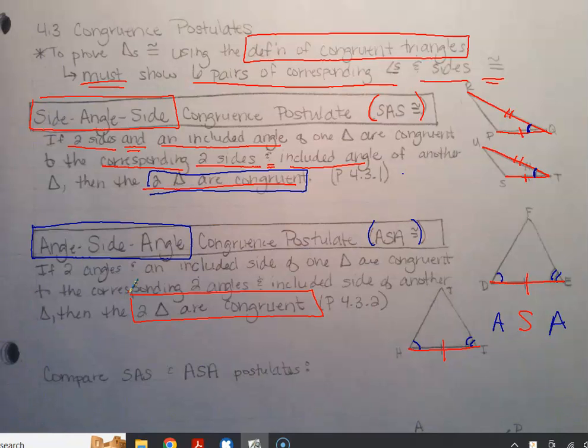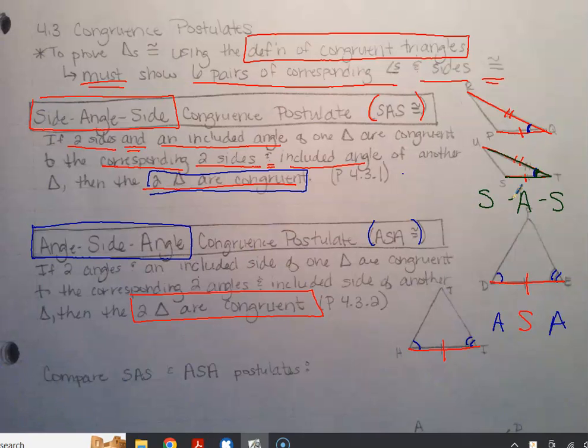Okay, and that's the other thing, like let me go back up here to side angle side. I had to have a side that was congruent, then I had to have an angle, and then I had to have the other side. They have to be touching. Okay, they have to touch. So does that idea of included make sense? Yeah. Like they're all in a row or they're consecutive, they're included. Okay, fantastic.